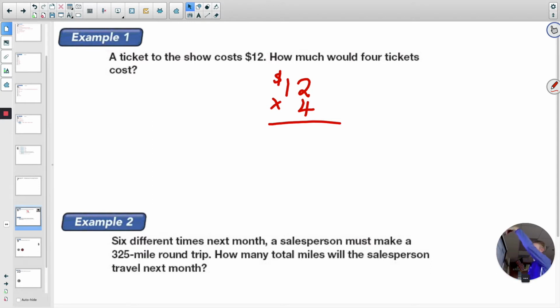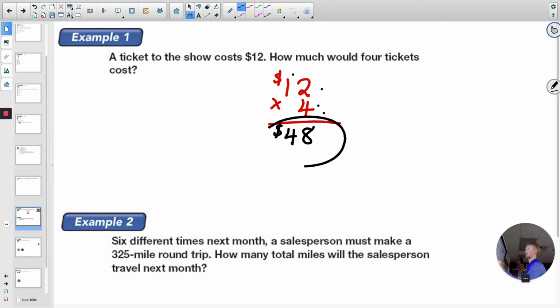So when I multiply one-digit number, I'll start with the numbers on the right, so 4 times 2. Then I'll work my way to the left. So 4 times 2 is 8, and then I have 4 times 1, which is 4, so I have $48 is the cost.